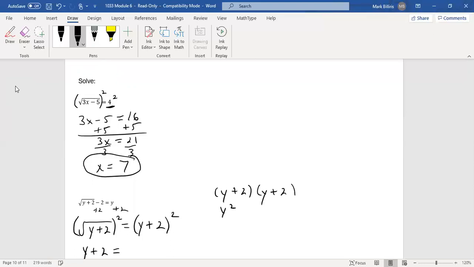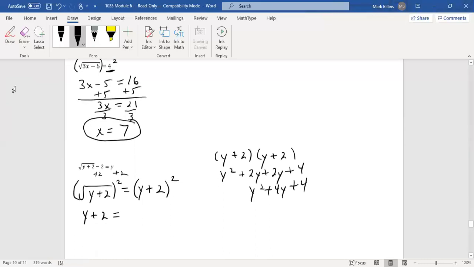That gives me y squared plus 2y. Now the positive 2 times each, plus 2y. Positive 2 times positive 2 is positive 4. So this gives me y squared plus 4y plus 4. Now that's what I have on the right-hand side. Since I have a quadratic, I want to set the equation equal to 0. So I want 0 to be on the left-hand side, since my y squared is positive on the right. So I'm going to subtract y and 2 from both sides.